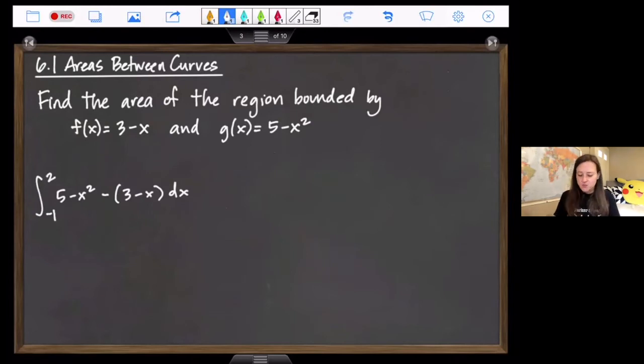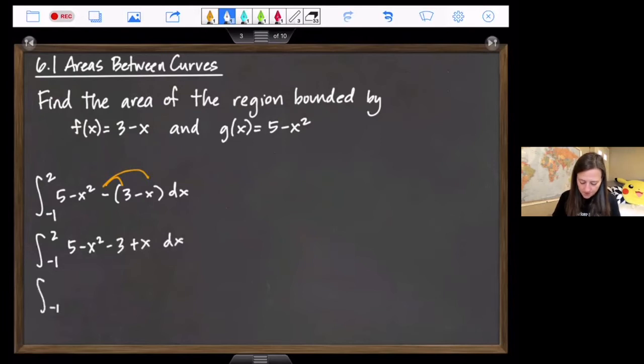All right, so let's distribute our negative sign in our integral. We've got the integral from -1 to 2 of (5 minus x squared) minus (3 plus x) dx. From -1 to 2, I've got -x squared plus x plus 2.